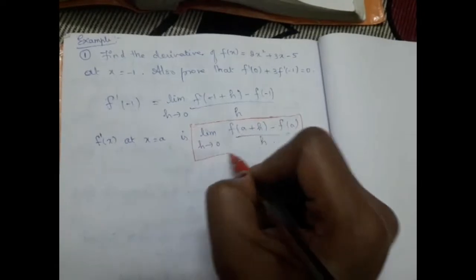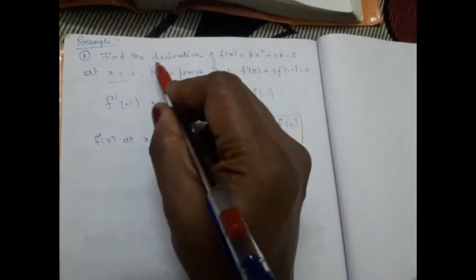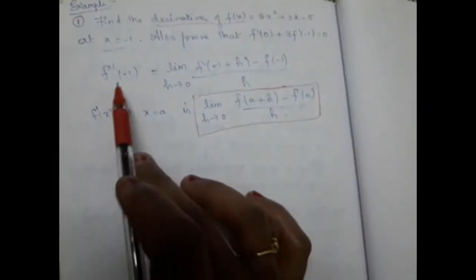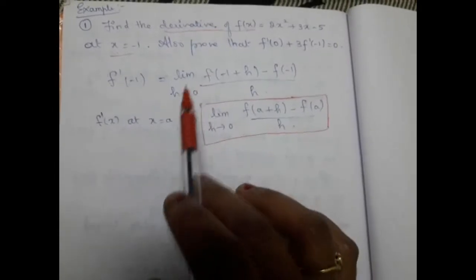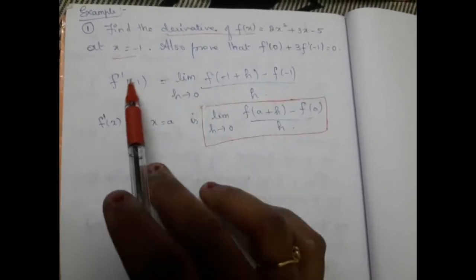Now we need to find the derivative of f of x at x equal to minus 1. Therefore, f dash of minus 1 equals limit h tends to 0, f of a, which is minus 1.